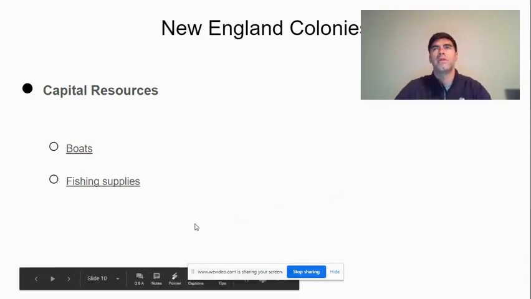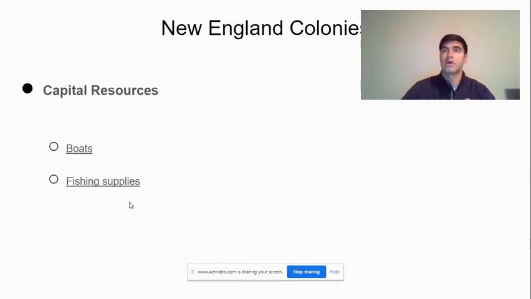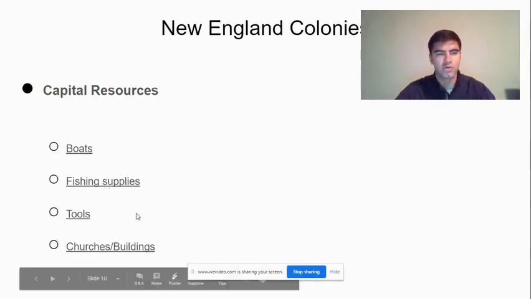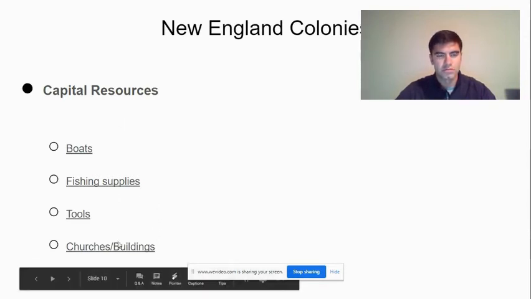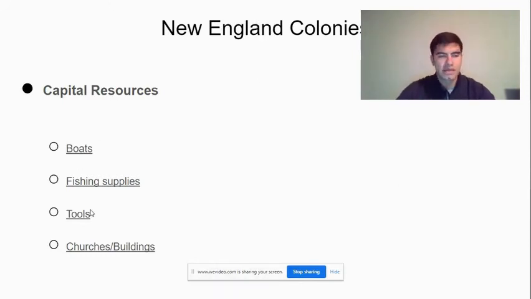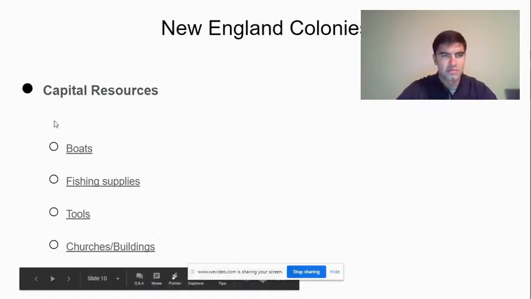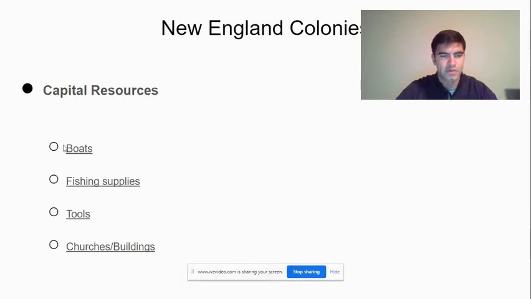So there are going to be a lot of boats built to fill up the harbors in the New England region. They're also going to have a lot of fishing supplies in the New England region, okay, because they're going to focus on not only boat building, but also manufacturing, which means creating boat supplies and fishing supplies like fishing rods and fishing nets. They're going to have a lot of tools, and they're going to have a lot of churches and buildings that emerge in the region. Okay. So all of these things are made by humans. That's why they're referred to as capital resources.